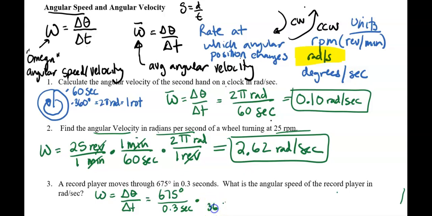So let's see. There are 360... Oh my goodness, I'm making silly mistakes. I was going to say 365 degrees. That's days in a year. 360 degrees, excuse me, in 1 revolution.